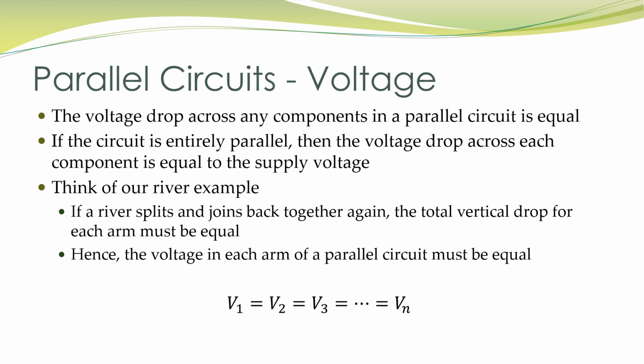The voltage in two arms of a parallel circuit is going to be the same. So if it's an entirely parallel circuit, a battery into a parallel circuit and then back into the battery, then the voltage in each arm or each pathway in the circuit is going to be the same.